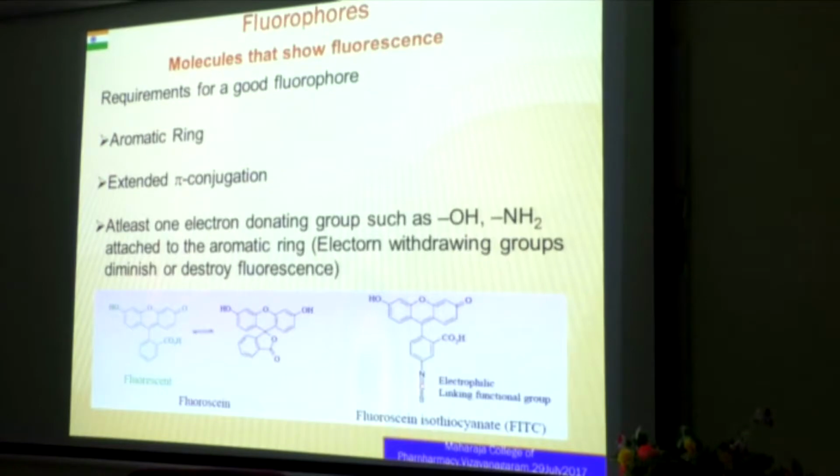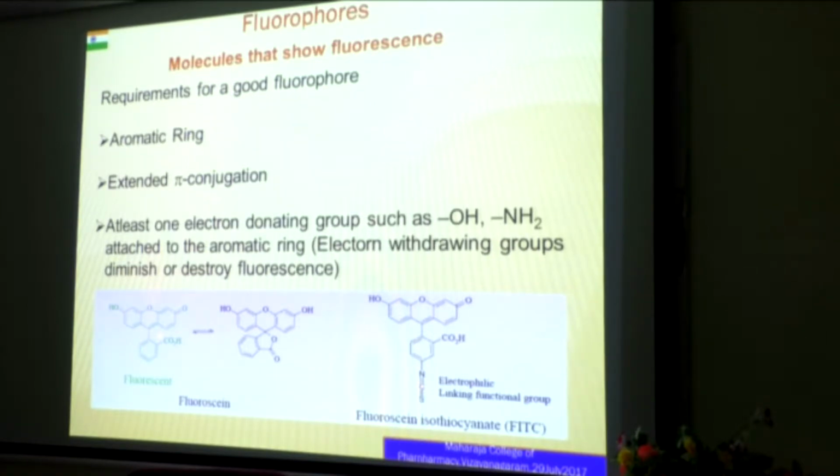Next slide. These are a few things we come across in luminescence: molecules that show fluorescence are called fluorophores. Requirements for a good fluorophore: an aromatic ring, extended pi conjugation, and at least one electron donating group. These are the thumb rules we use. There is a fluorescein dye, red color kind of thing, which we use almost every day. It has an application also. I will show you that slide.